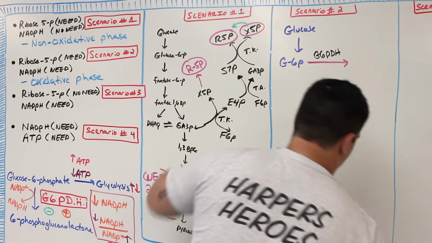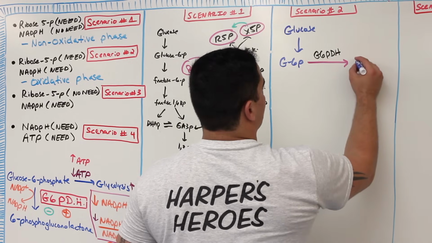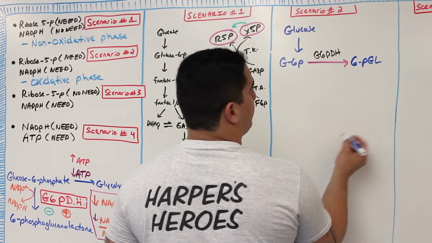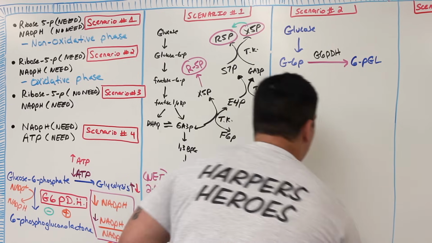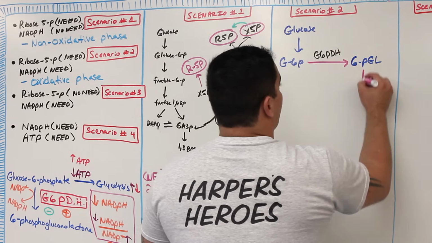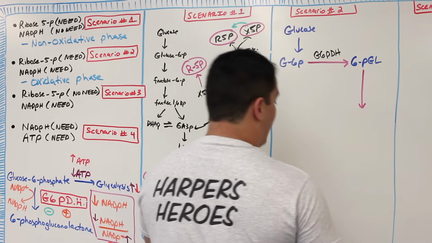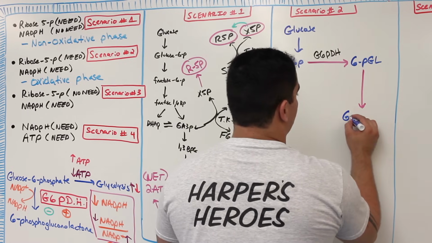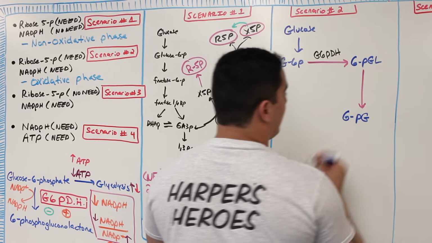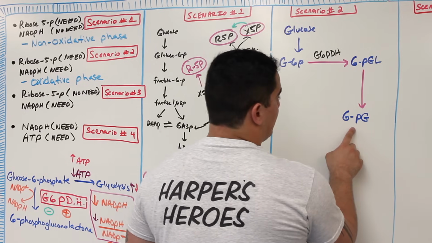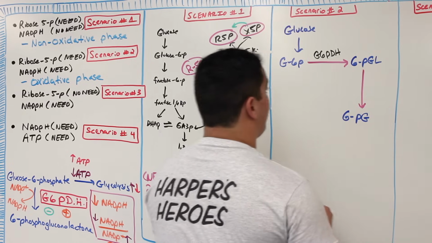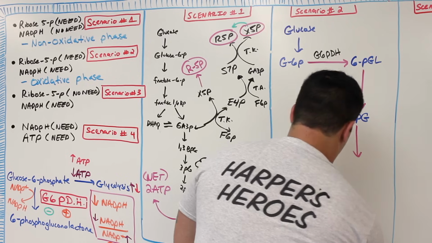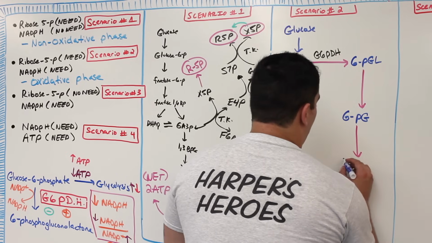It converts glucose 6-phosphate into, I'm going to abbreviate it, 6-phosphogluconolactone. Then what happens? That 6-phosphogluconolactone gets converted into 6-phosphogluconate. Then what happens? The 6-phosphogluconate gets converted into ribulose 5-phosphate. And then what happens with that ribulose 5-phosphate?